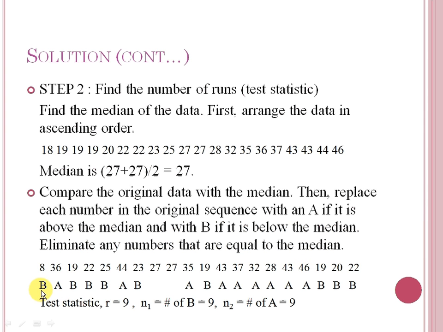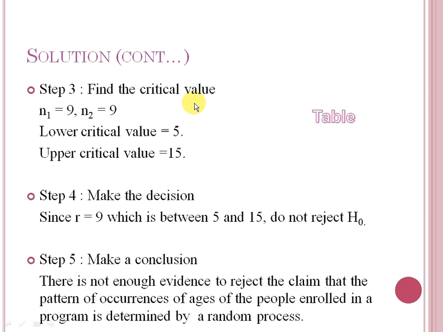After we record, we find that we have B as the first run, A the second run, B the third run, A the fifth, and then B the sixth run, and then A the seventh run, and then B the eighth. Counting 2, 3, 4, 5, 6, 7, 8, 9, we have 9 runs. So test statistic R equals 9, and N1 is the number of B, that is 9. N2 is the number of A, which is 9 as well.